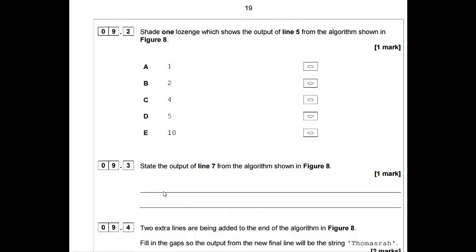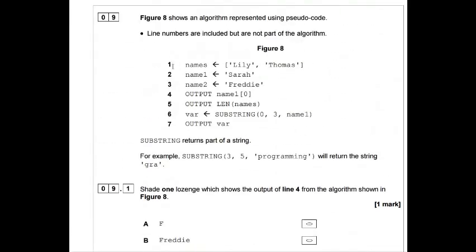Okay, part 3. We need to state the output of line 7 from this algorithm. So the output is going to be Sarah. So if we go up to line 7, output var, so it's substring 0 to 3, so it's going to be SAR, 0, 1, 2.